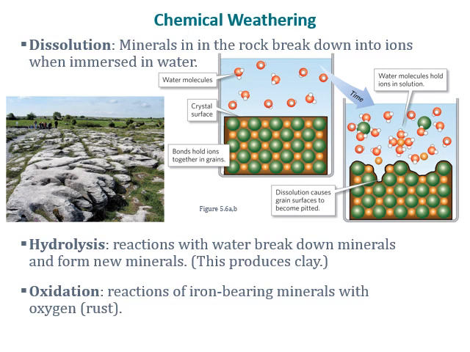Hydrolysis is reactions with water that break down minerals and form new minerals. One example of this is the production of clay, as feldspars and other aluminum-rich minerals break down and interact with water. A third type of chemical weathering is oxidation, where iron-bearing minerals interact with oxygen and form rust.